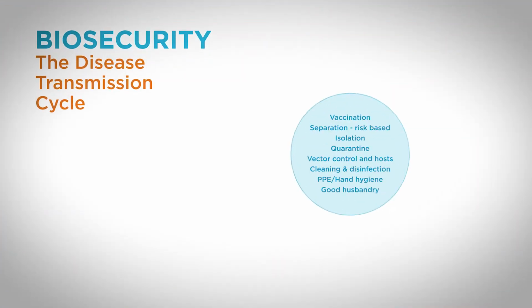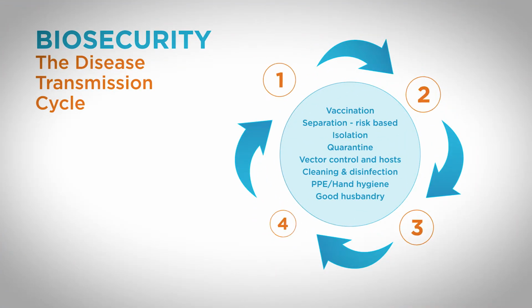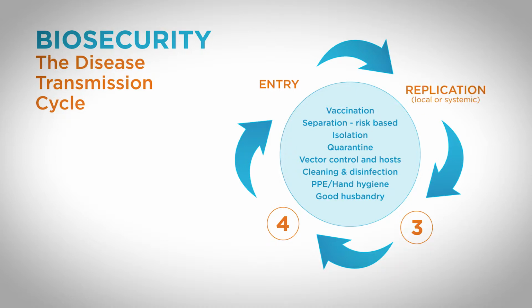So let me go into the infectious disease cycle. The cycle actually has 4 key elements. The first element is a route of entry of the infectious disease into the susceptible host. The second element is that once the infectious agent is inside the host, it will look to replicate itself. Now that could be replication within the host, or it could be replication within a system of hosts.